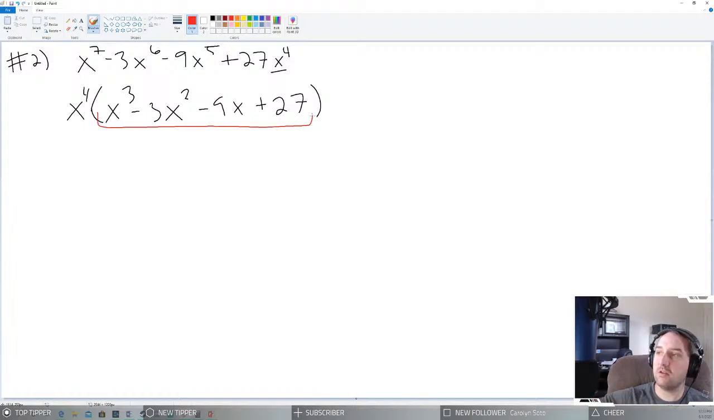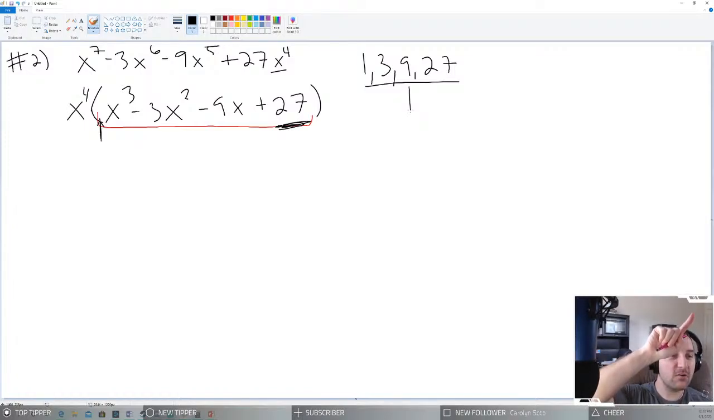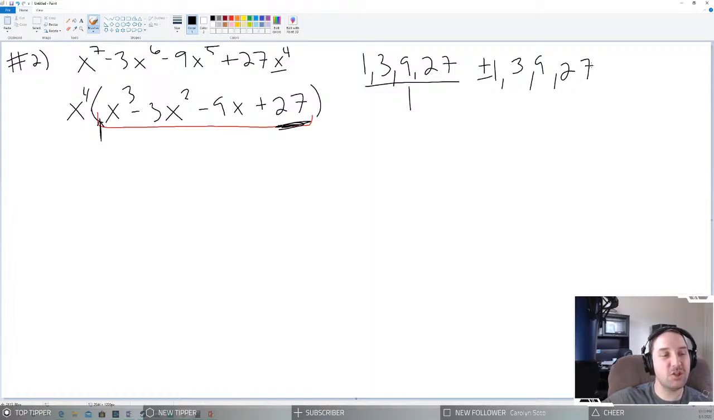And so your p's over q's is you take the factors of this number, so 1, 3, 9, and 27. So you always take the factors of the constant and you divide it by the factors of your leading coefficient. So your leading coefficient in this case is right here, and it's 1. So what you're going to do is take every single combination of that top number over the bottom number. So 1 over 1, 3 over 1, 9 over 1, and 27 over 1. Now each of these should be plus or minus. I'm just saving time. But they're all plus or minus 1, plus or minus 3, etc., etc.